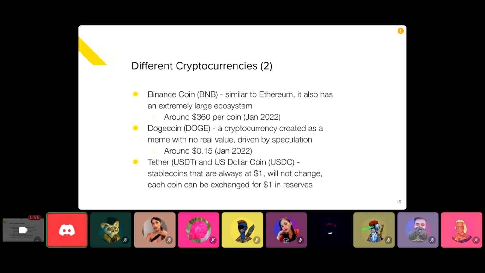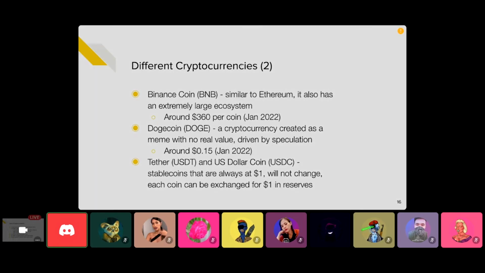And finally, there's Tether and the US dollar coin, and these are called stablecoins, and their value is derived from some external asset like the US dollar. Unlike other cryptocurrencies, which are very volatile and fluctuate in price a lot, stablecoins eliminate this price volatility and are effective as a store of value or medium of exchange, just like fiat currency.